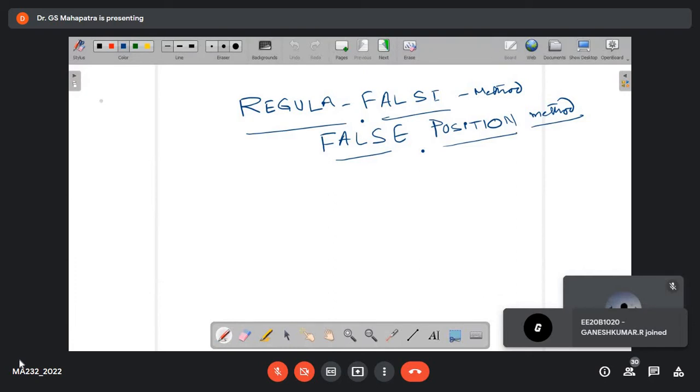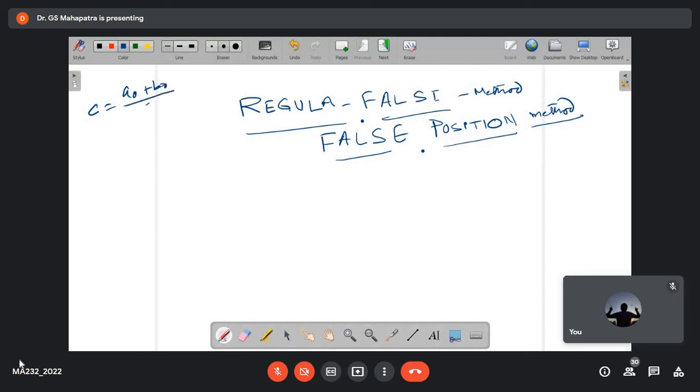In that bisection method, what we did was consider one point C, which is A0 plus B0 by 2, or we can say An plus Bn by 2. What is this C? C is the middle point of this interval An and Bn.